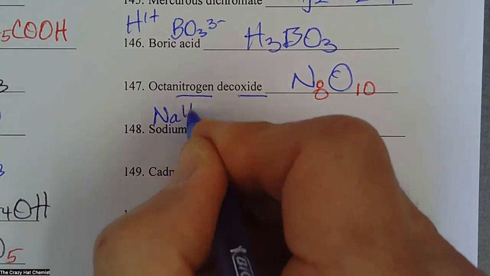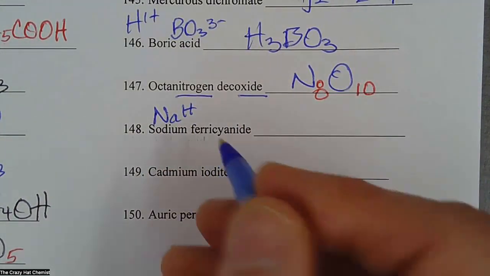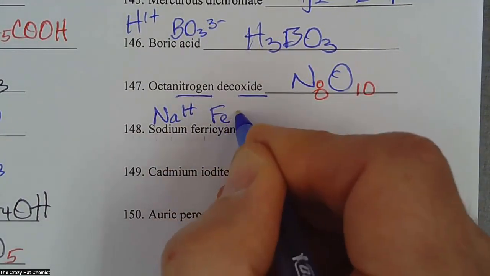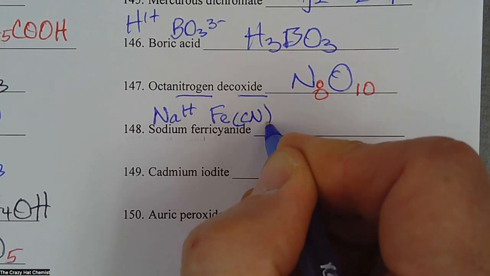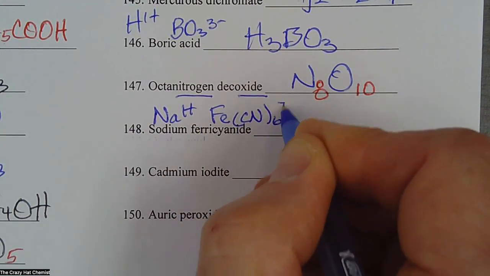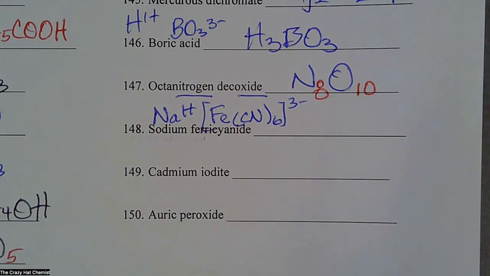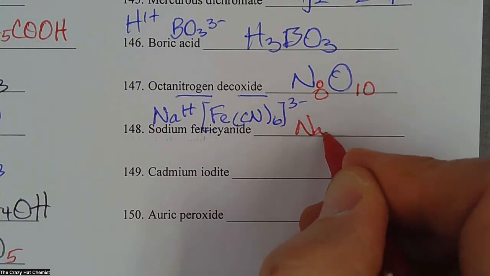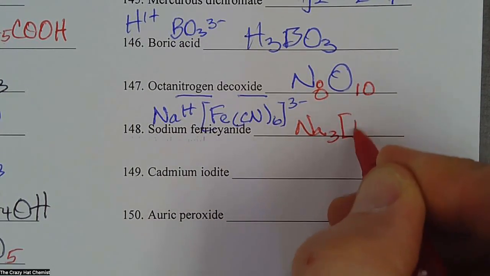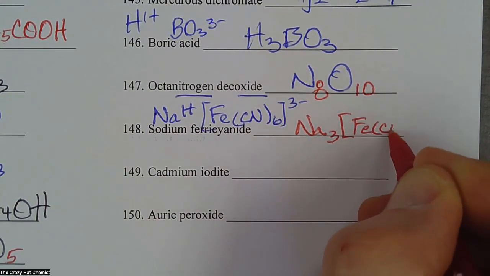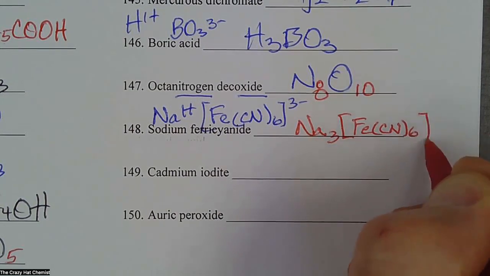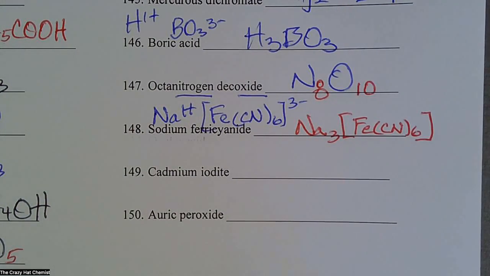Sodium is a 1 plus. Ferrocyanide is Fe(CN)6 in brackets with a 3 minus charge. So that one's a tough one. So it's going to be Na3, brackets, Fe, parentheses, CN, parentheses 6, brackets. That's a crazy one. Oh yeah. You can do it though.